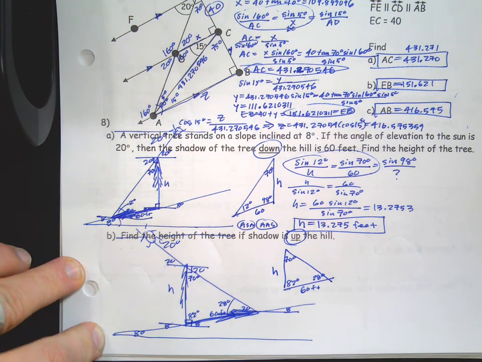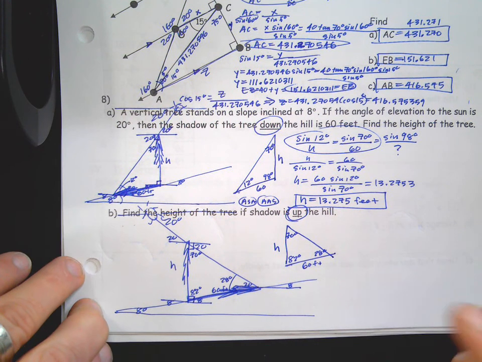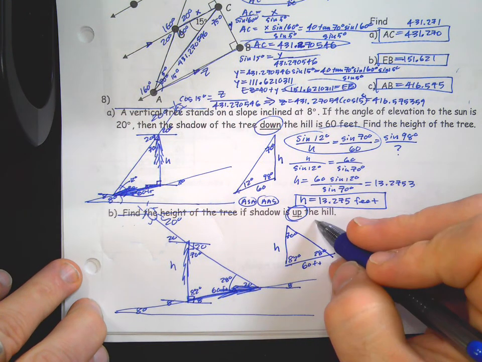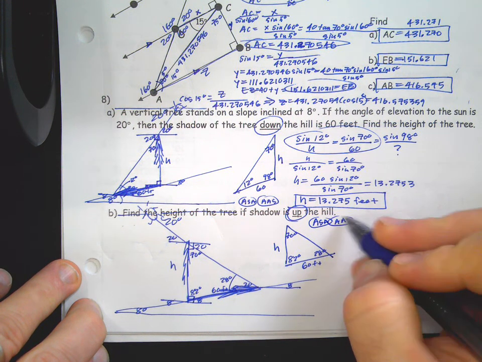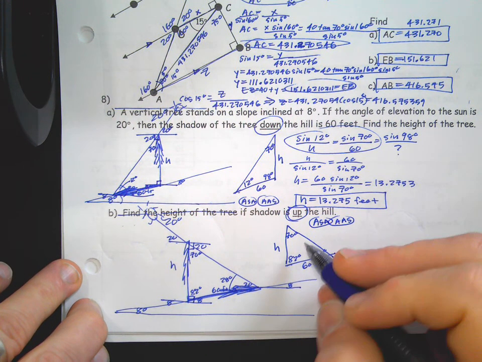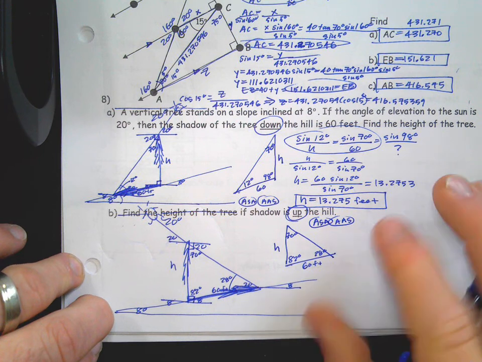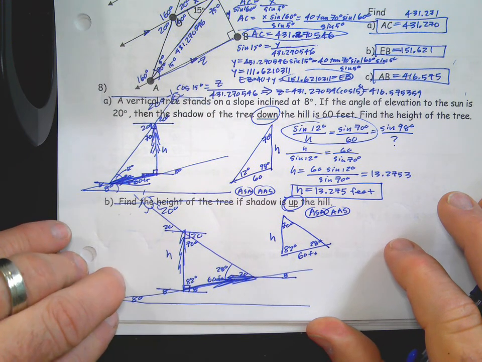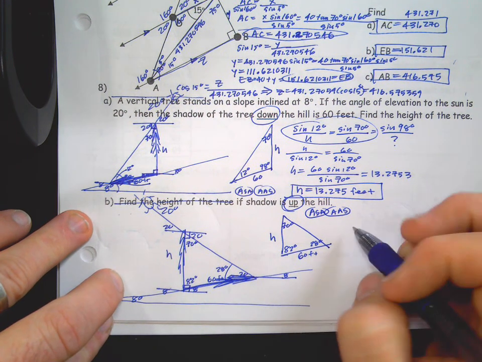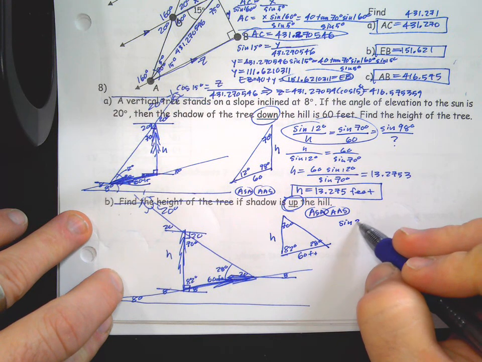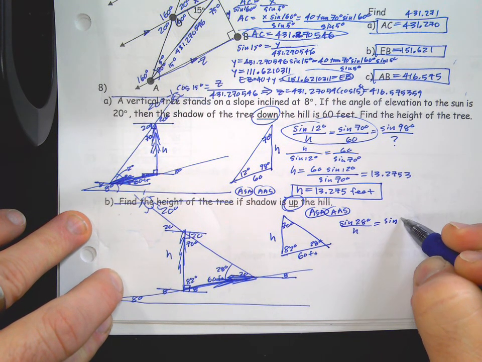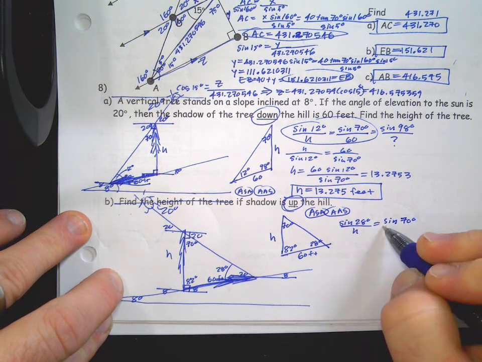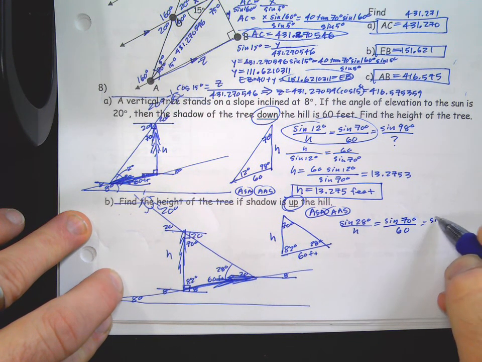So what kind of triangle situation do we have here? We have an angle-side-angle situation, not side-angle-side, but we should get one unique solution. Don't have to worry about two solutions, don't have to worry about any of that stuff. So I'm going to start with law of sines. Sine of 28 degrees over h equals sine of 70 degrees over 60 equals sine of 82 over, don't know.